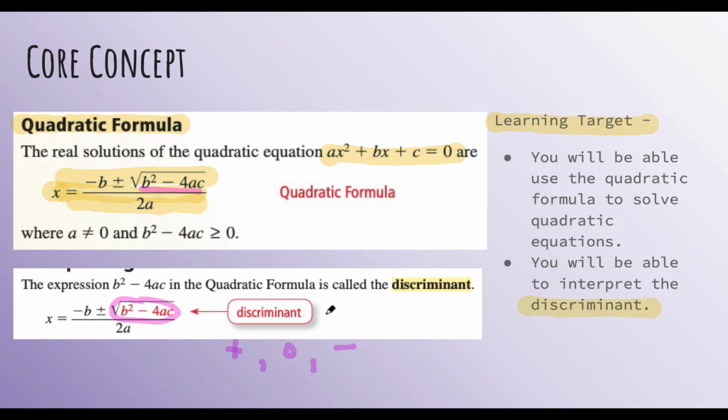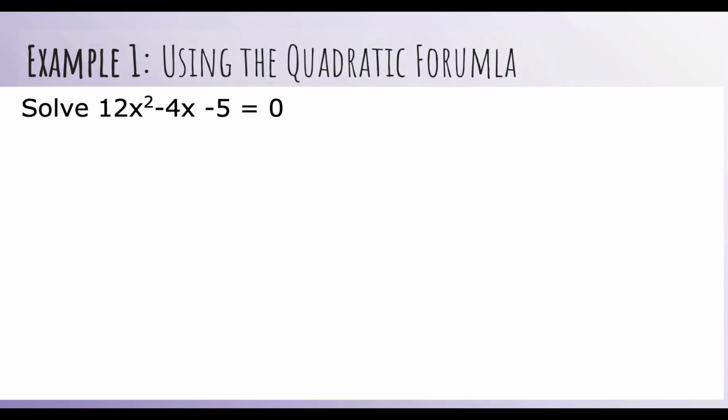So let's take a look at some examples. Okay, our first example, we're solving this quadratic, 12x squared minus 4x minus 5 equals 0, using our quadratic formula. The first thing we need to do is make sure that our quadratic is in standard form. Remember, standard form is ax squared plus bx plus c, and we're setting this equal to 0 to find the zeros of this quadratic. So we can see that this is in standard form.